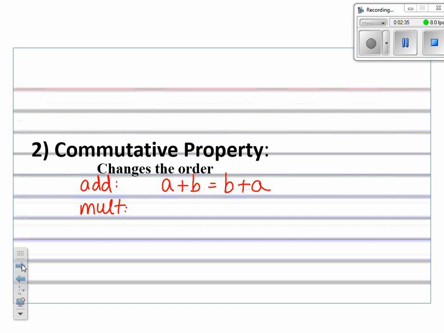That makes sense. 2 plus 3 is the same thing as 3 plus 2. We just kind of know that, but it's the commutative property that says it's true all the time for anything being added. Multiplication, the same idea. A times b is the same thing as b times a. The commutative property changes the order that those things are written in on either side of the equal sign.